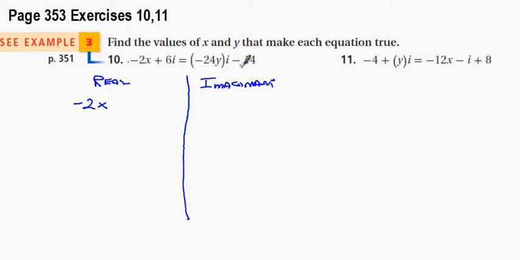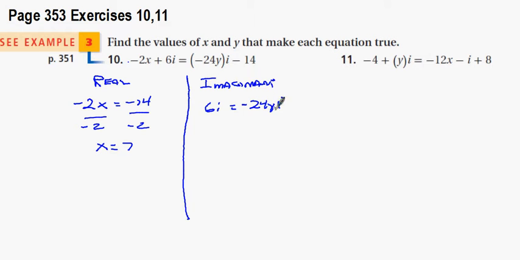And the real part here is negative 14. The imaginary part on this side of the equation is 6i. And the imaginary part here is negative 24yi. So solving for x, this is simply divide both sides of the equation by negative 2. And we get x equals 7.